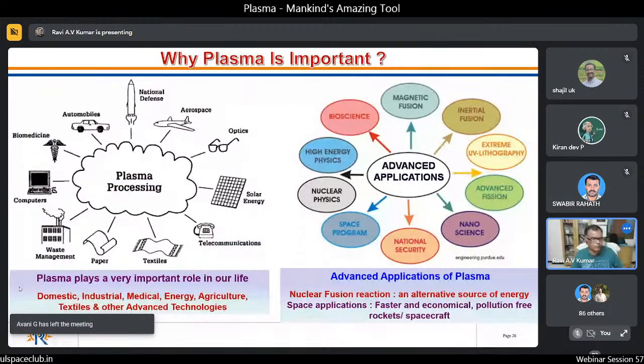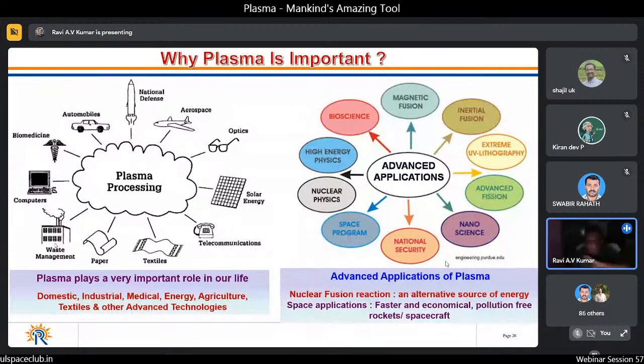Now, let us come to, I'm slowly getting into plasma applications. Why is plasma important? It is simply important because there's a tremendous wide range of applications. You can see right from aerospace, defense, automobiles, biomedicine, computers, waste management, paper, textiles, telecommunications, solar energy, optics. Everywhere, it plays an important role.